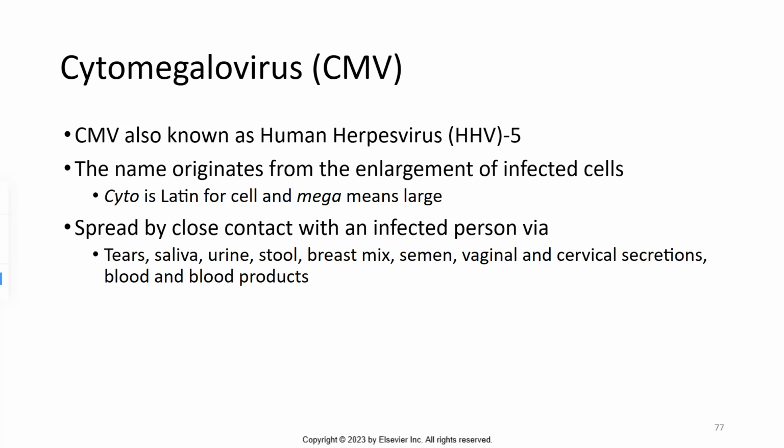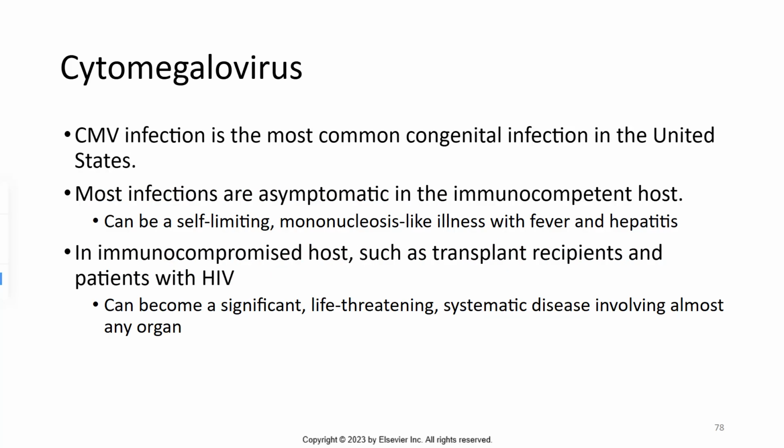So cytomegalovirus, CMV, again another abbreviation that you're going to need to know what it stands for, also known as human herpesvirus 5. You need to be able to associate the number with what virus it is. The name originates from the enlargement of infected cells. Cyto is Latin for cell and mega means large. Spread by close contact with an infected person via tears, saliva, urine, stool, breast milk, semen, vaginal and cervical secretions, blood, and blood products. CMV infection is the most common congenital infection in the United States.